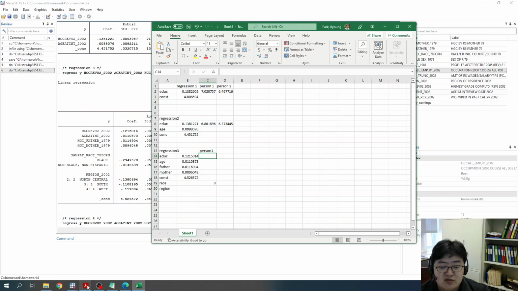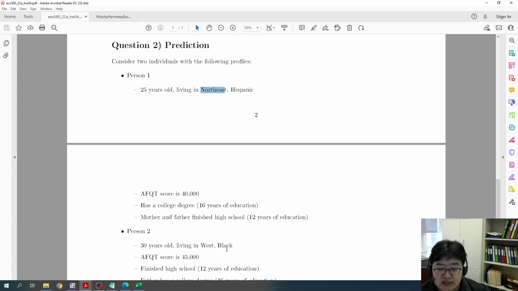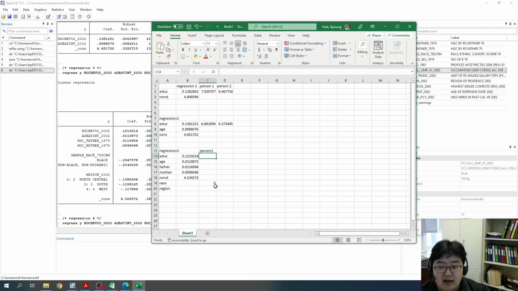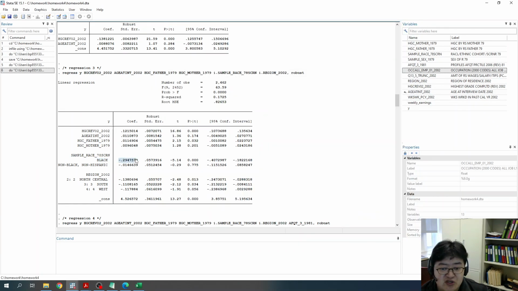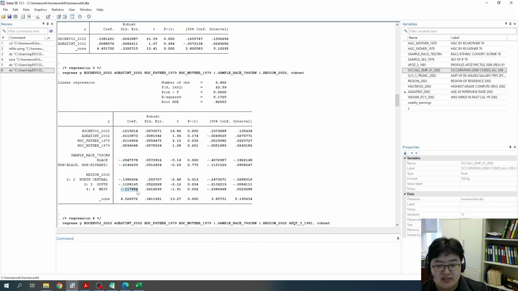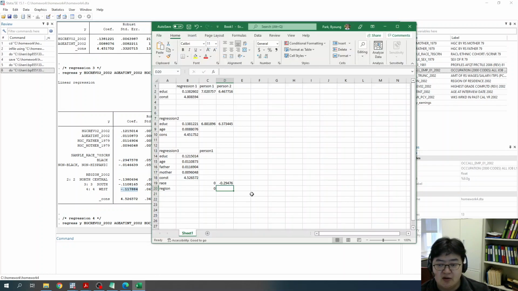But person 2 is Black West. Then black has this coefficient. I will copy this. So black corresponds to this guy. And now let's think about the region. Northeast is also dropped. It's a reference group. Northeast has no difference, but West has lower than 0. If you live in the West, your expected wage is lower this much.